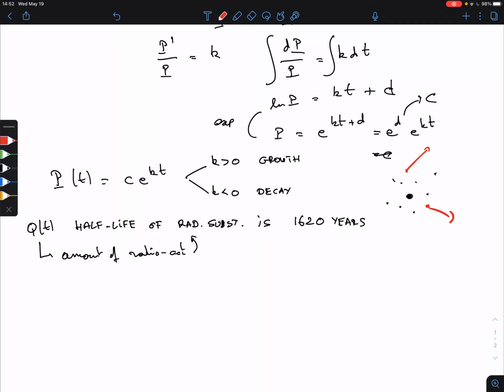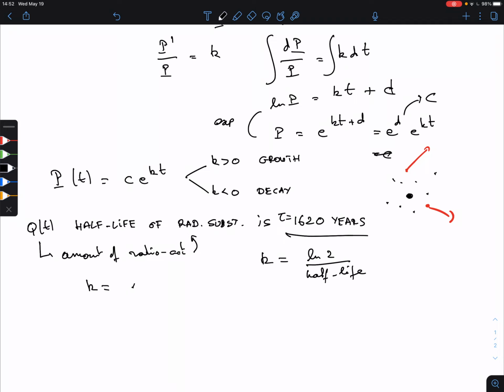So as I said, one expresses this often in half-life, and the formula for half-life, if you know the half-life, which we sometimes call tau here, then the constant k is equal to ln of 2 divided by that half-life. Let me write half-life here. Okay. So, for instance, in this example, we see that the constant k would be ln of 2 divided by 1620. Okay, let me work that out, what it is for you.